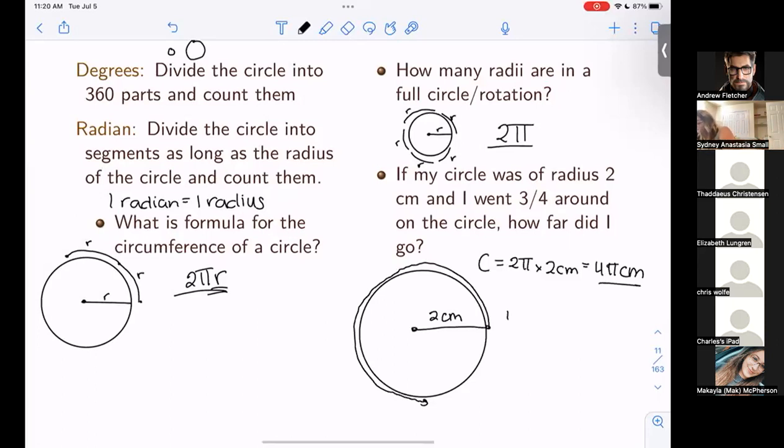So then we just do 4 pi centimeters times 3/4, which, doing some quick math, is just 3 pi centimeters. And that's your final answer. The full circumference is 4 pi centimeters. So intuitively, we know that if we only go 3/4 of the way around, we will only be going 3 pi centimeters. Any questions?